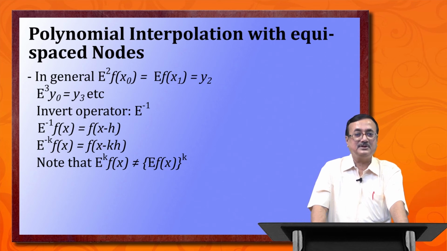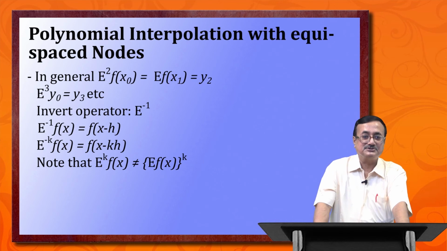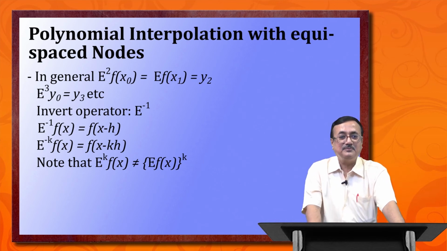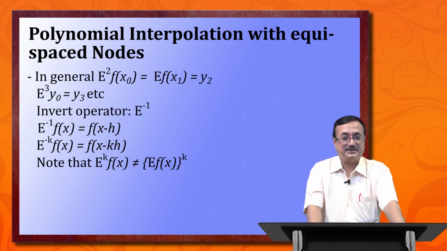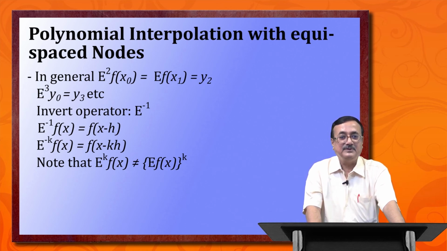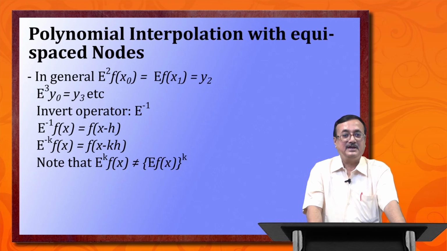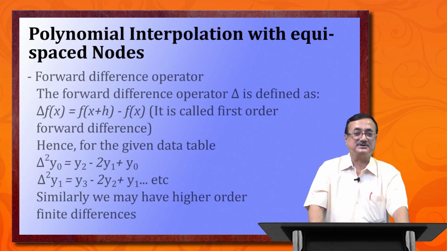Now, there is something different, E to the power minus 1. We may call it the inverse operator. E to the power minus 1 of f(x) is f(x minus h). And similarly, E to the power minus k of f(x) is f(x minus kh). In general, note that E to the power k of f(x) is not (E f(x)) whole to the power k. Don't do this one.